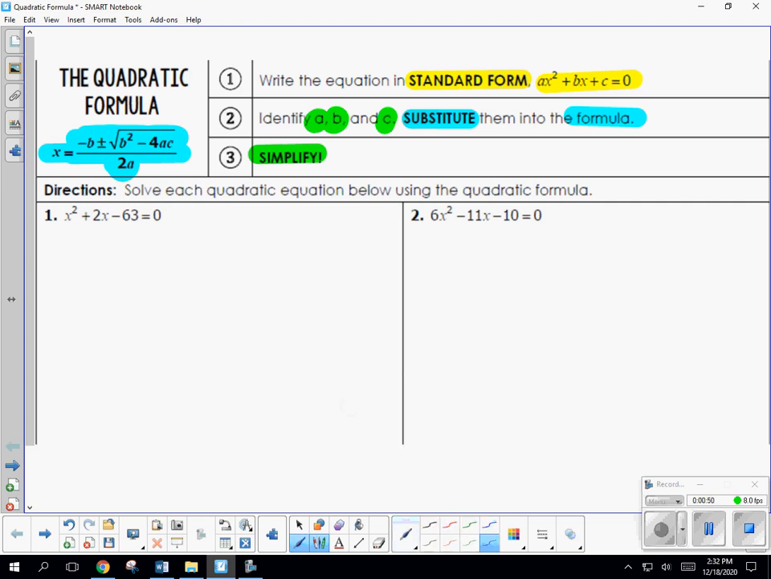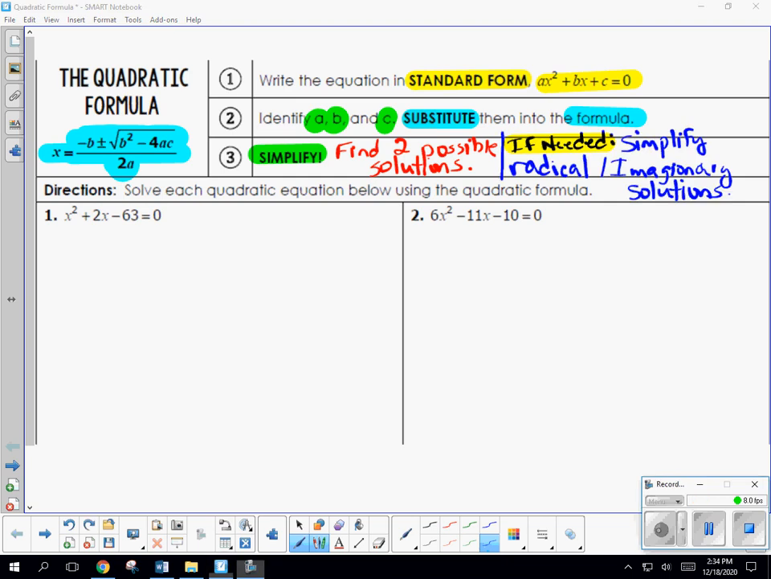Now, simplify is more than just finding an answer. Remember, you're looking for two possible solutions. And we also need to make sure that we simplify radicals in imaginary solutions.